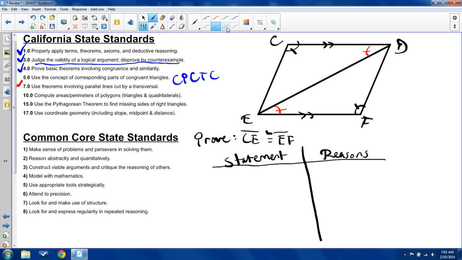Okay. Finally, I can say DE is congruent to itself. That's the reflexive property there. And it's a shared side between these two triangles. Okay, so now I have built a case for angle, angle, side, with angle, angle, side. And then I can say that my two triangles are congruent. So I have triangle CDE is congruent to triangle FED.